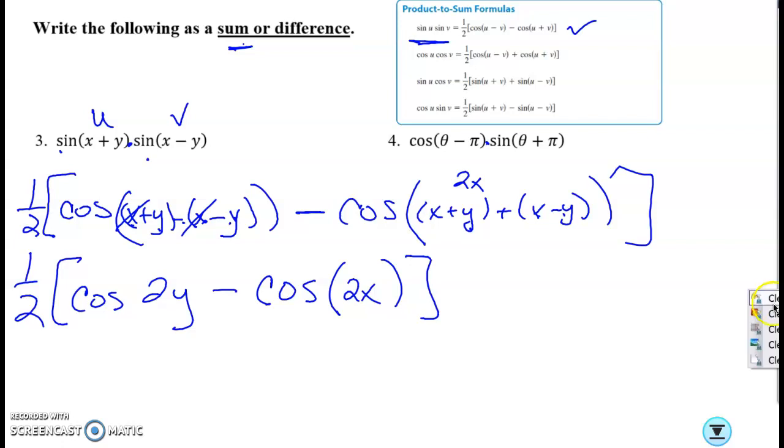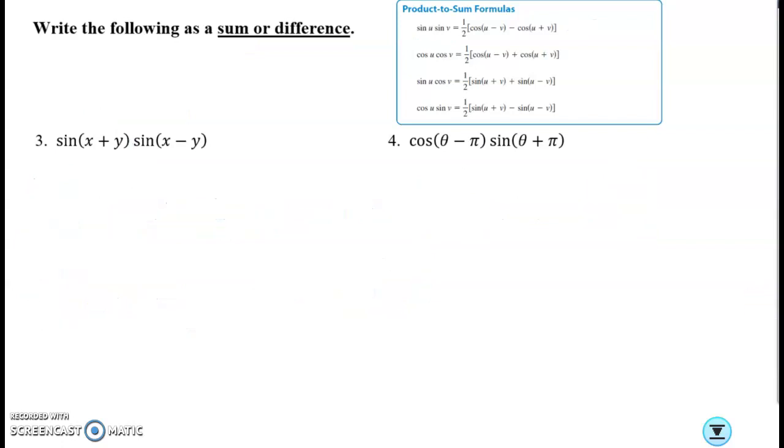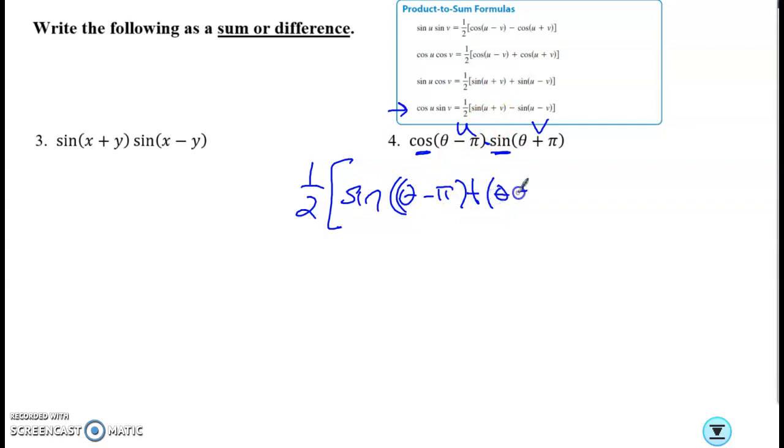Let's erase this and let's start the second one now. The second one, number 4, again, this is a product. I see cosine times sine, so I'm going to look over here. Here's the one for cosine times sine. So that formula is 1/2 the sine. Again, this is your u and this is your v. So theta minus pi, and it's plus v, so plus theta plus pi. Then we have minus the sine of u, which is theta minus pi, minus v, which is theta plus pi.